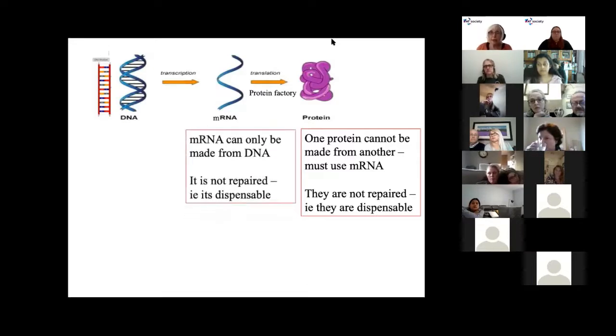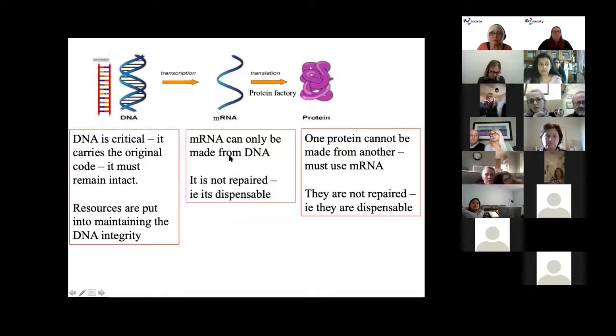Your RNA, messenger RNA, can only be made from DNA. You can't make another molecule from itself. So again, it's not repaired. If it's damaged, throw it away. But the molecule that's critical is the DNA. It carries all that code and it must remain intact. And a lot of resources are put into maintaining this molecule intact.